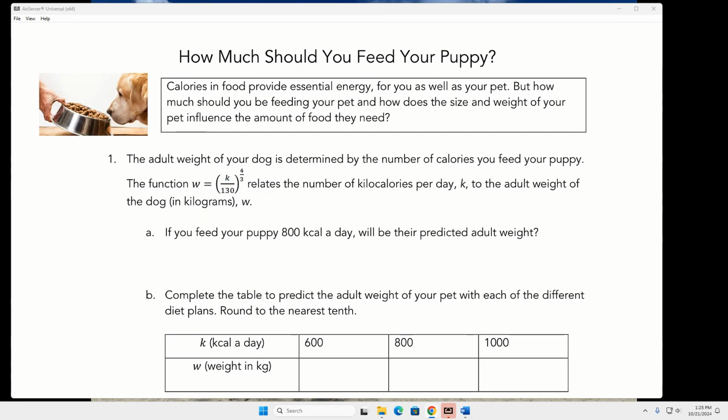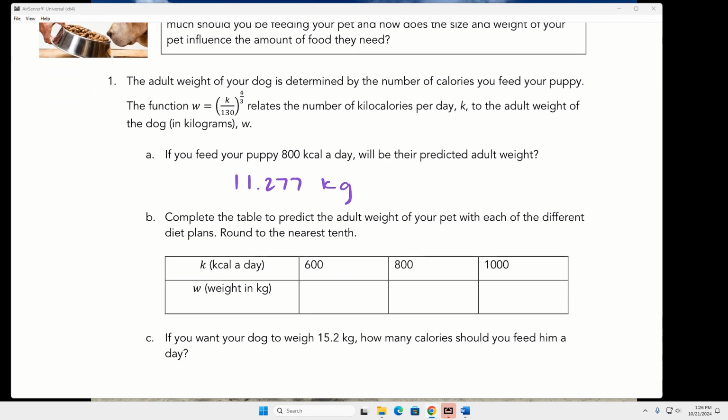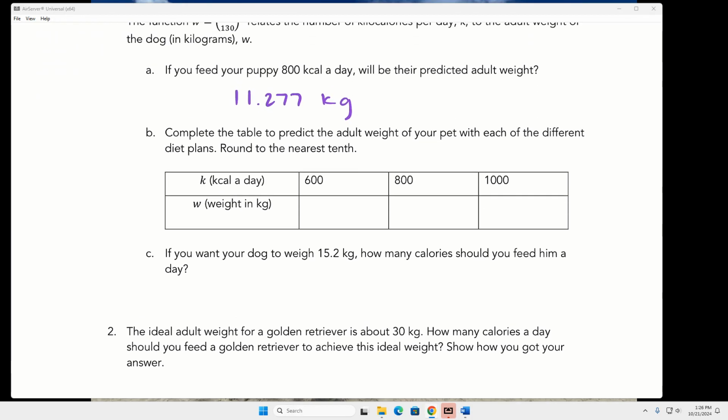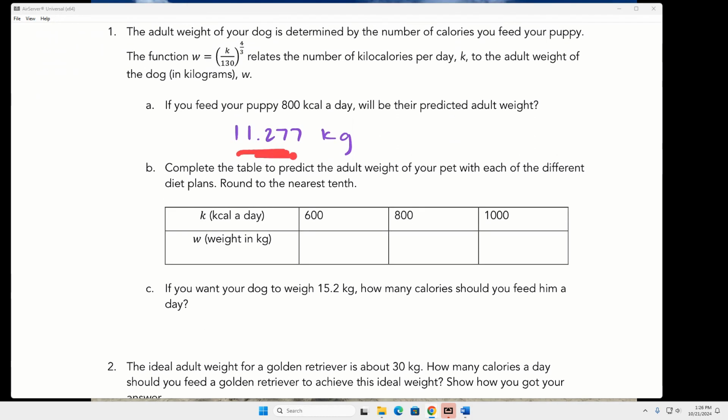So, did you guys get 11.277 kilograms? Ish, but okay, good. Now, I don't really know the conversion to kilograms, but somebody in my last class, for that golden retriever, that is 30 grams. They looked it up, and that's going to be like a 66-pound dog. So they were thinking that it's an 11-pound adult dog. That's not what it means. So it's different. Obviously, it's a different unit of measurement.